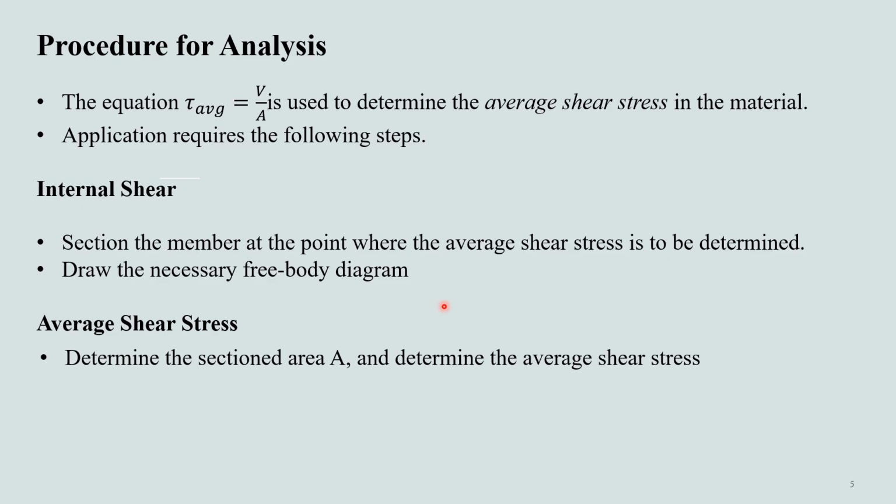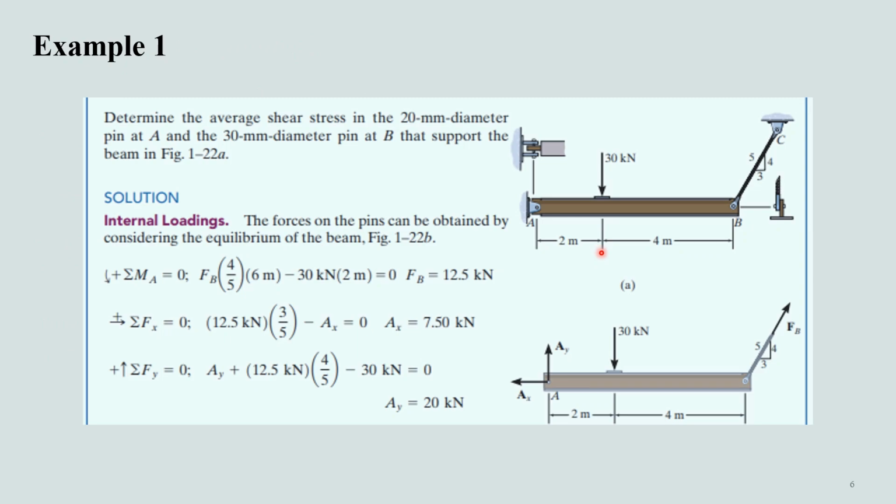After drawing the free body diagram, we will get to know how much shear force is acting at that location, and then we determine the area at that location, and from the ratio of shear force and the area we can obtain the average shear stress. We will discuss some examples in the coming slides to get this point across clearly. This is our first example.